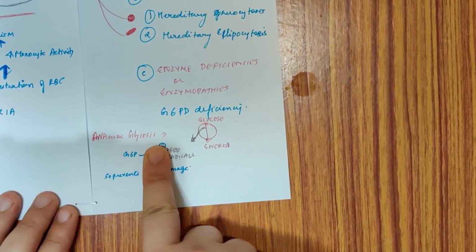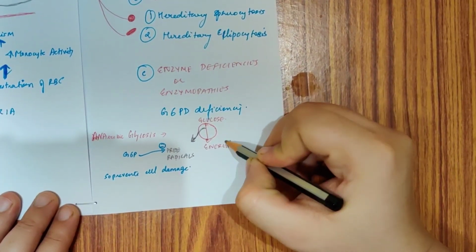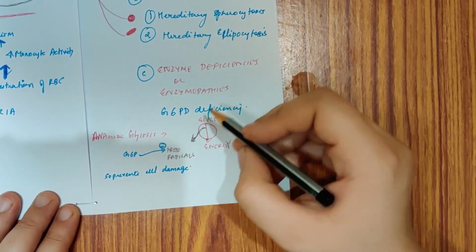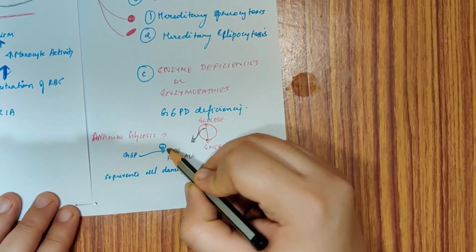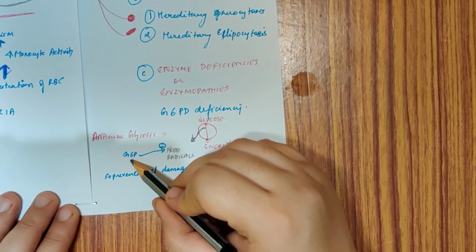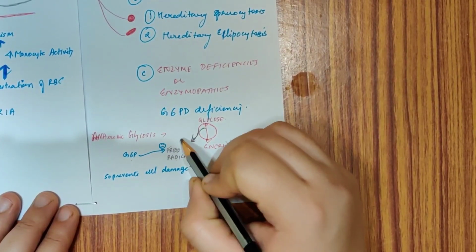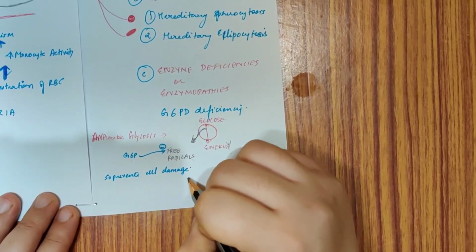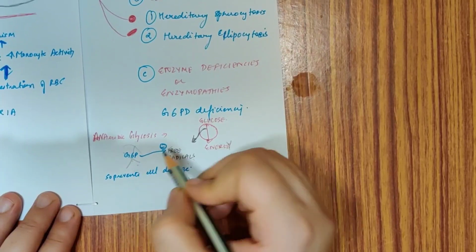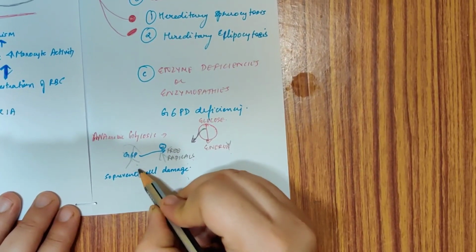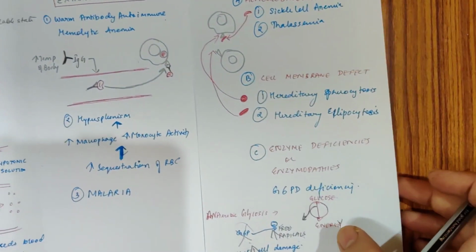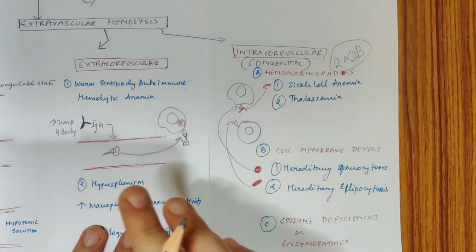In anaerobic glycolysis, glucose will form energy. Whenever this cycle is going on, you have free radicals. These free radicals are very harmful to the body. So G6PD will inhibit these free radicals, so it will prevent cell damage. If in case there is G6PD deficiency, then there will be a lot of free radicals and a lot of cell damage. Okay, so we have finished intravascular and extravascular hemolysis.